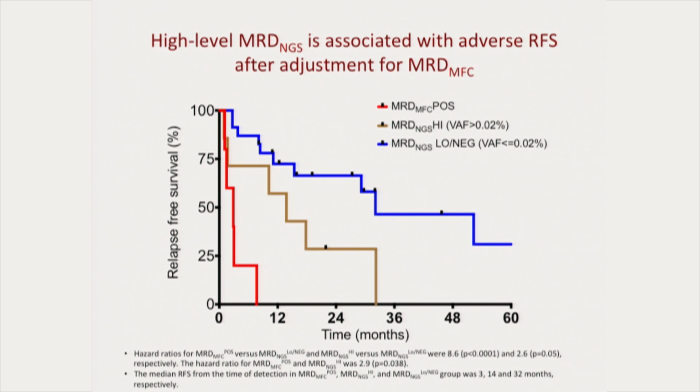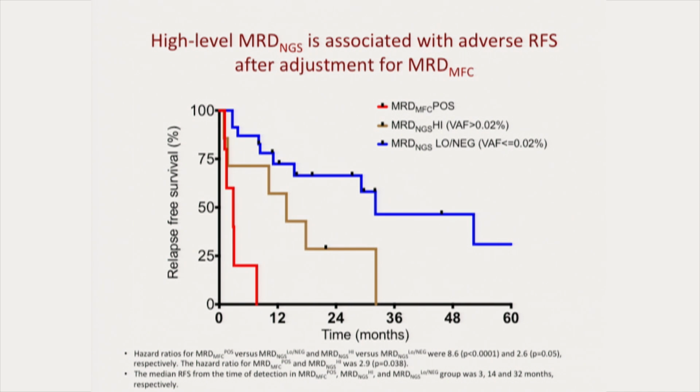So here is the difference in outcome between patients with MRD detected by flow, highlighted by the red line, and the flow MRD negative but NGS MRD positive above a threshold of 0.02%, versus a group of patients without or with a very low NGS MRD. And you can see there is a clinical significance between all three groups, despite a very limited number of patients in this study.